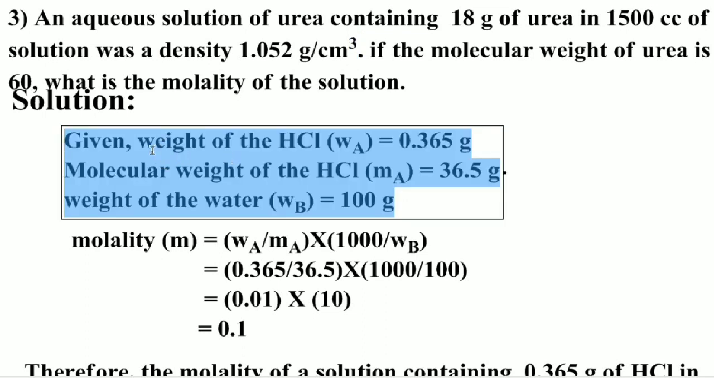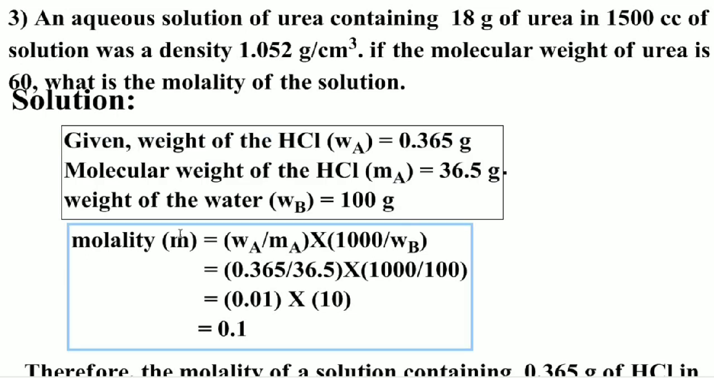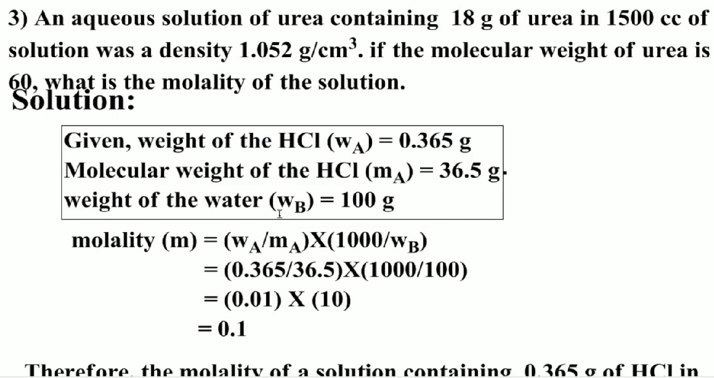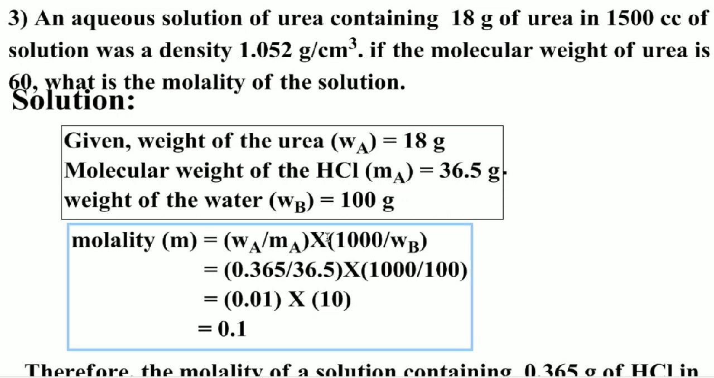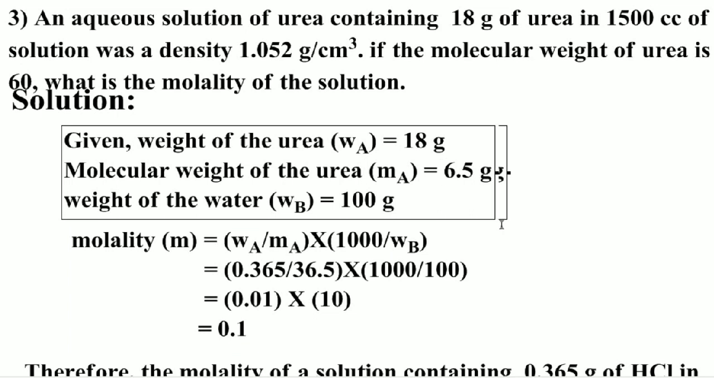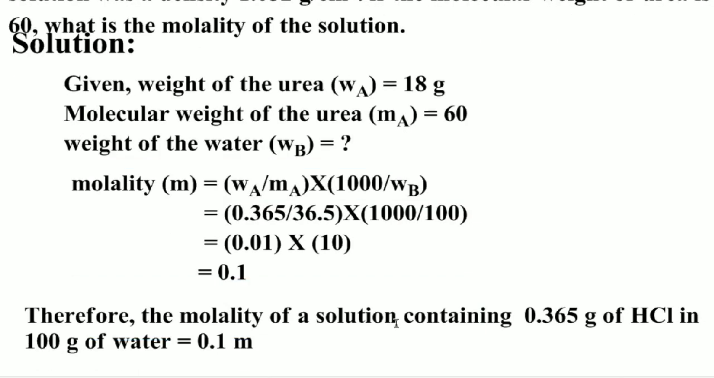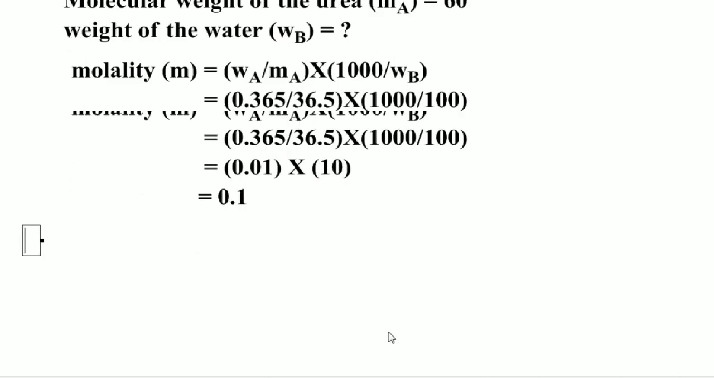The given weight of the urea, WA, is equal to 18 grams. The molecular weight of the urea is also given in the statement as 60. But here the weight of the solvent, water, is not given. So initially we should find the weight of the water.